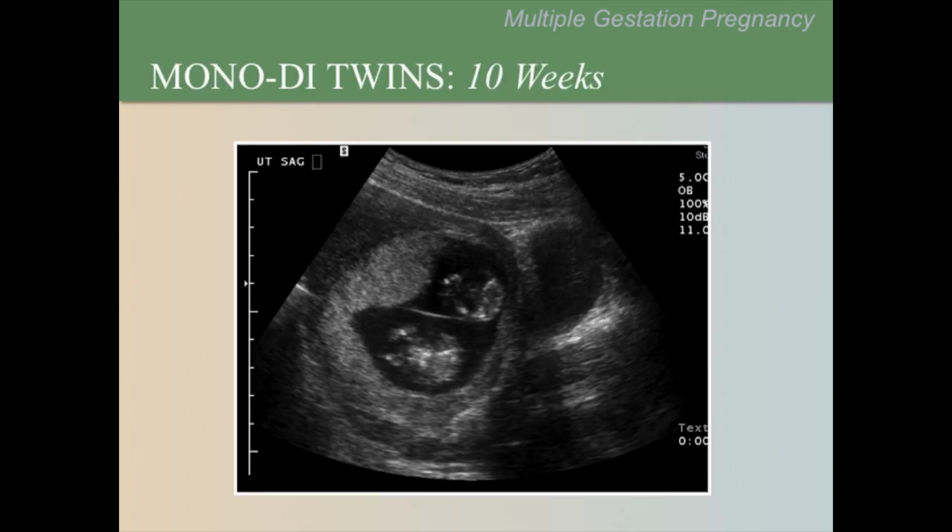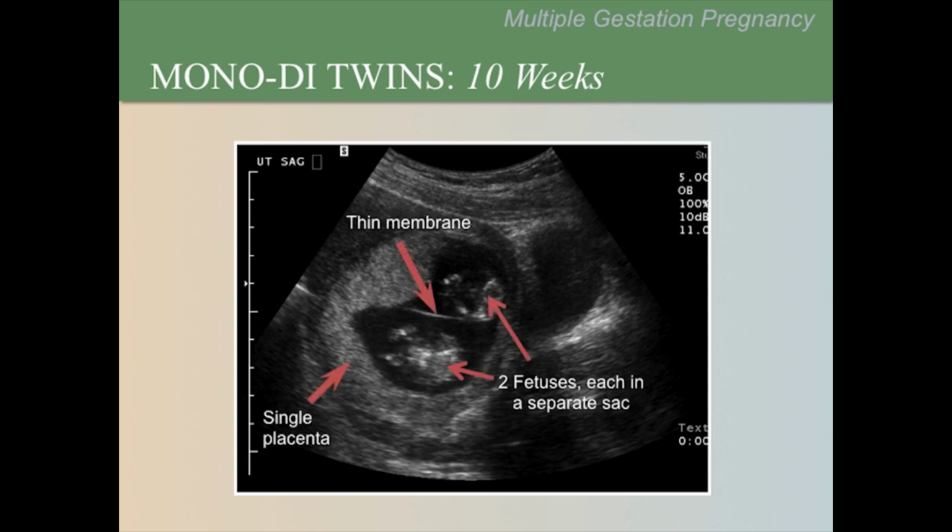Twin pregnancy at 10 weeks. What can you see in this image? Please pause the video now to encourage responses. Here we have labeled two fetuses that each occupy a separate amniotic sac.